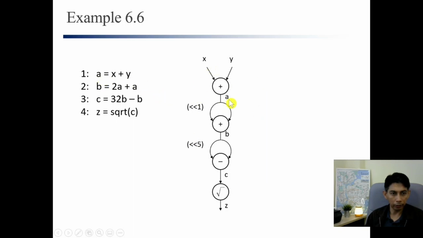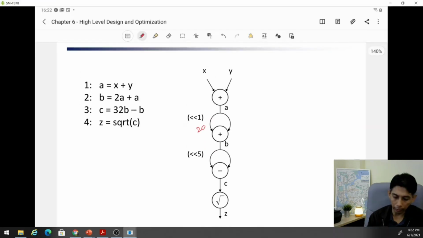So this is A, X plus Y, right? And this is 2A. We shift A left one time here to get 2A, and this is A, so here is 2A plus A. You can have 2A here, because A, you shift left by one time, and here is A, so B is this, 2A plus A.